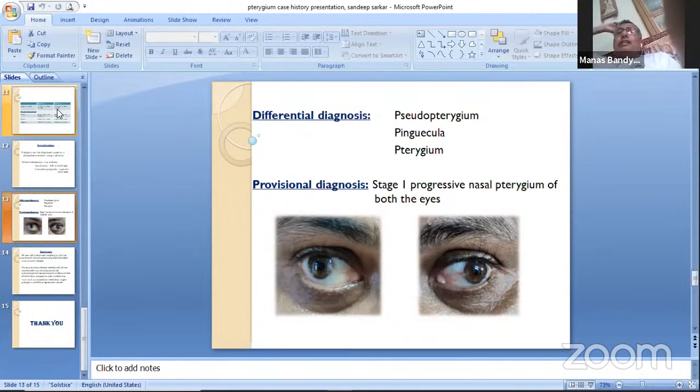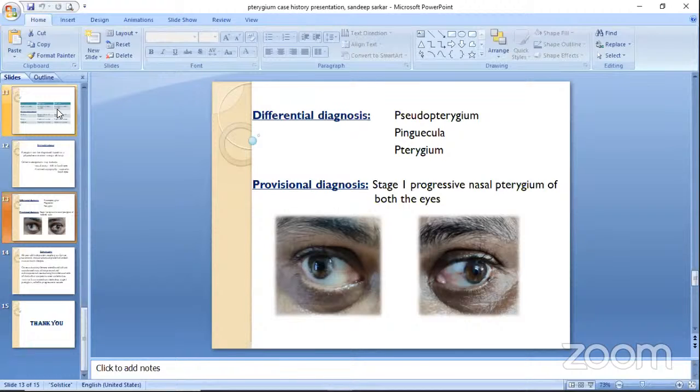How do you differentiate it from a pseudopterygium? Why is this not a pseudopterygium? In order to differentiate it from pseudopterygium, first of all, pseudopterygium can occur in any place of the conjunctiva, that is, palpebral or bulbar conjunctiva, and pterygium is only limited to the palpebral fissure or the bulbar conjunctiva, and most commonly it is nasal.